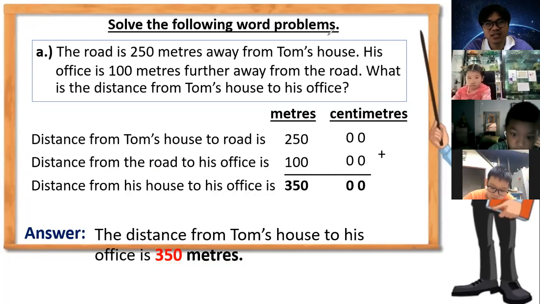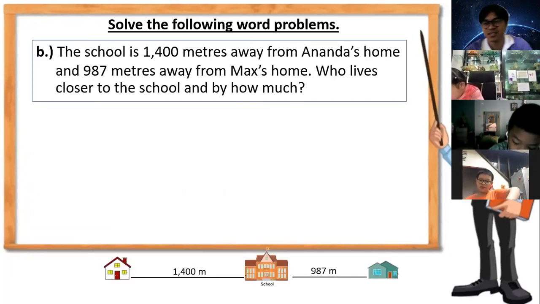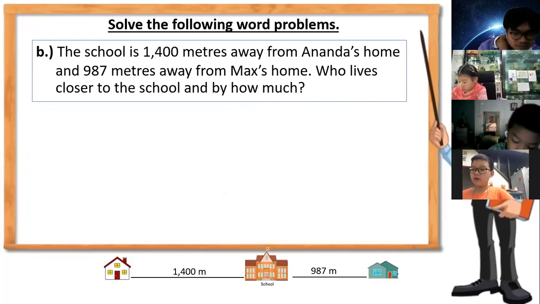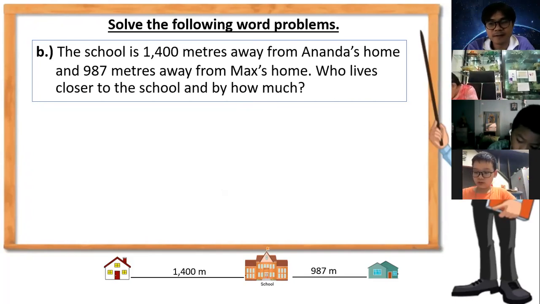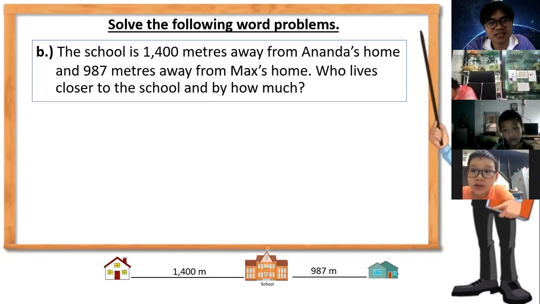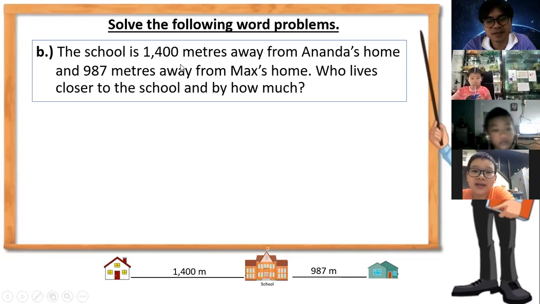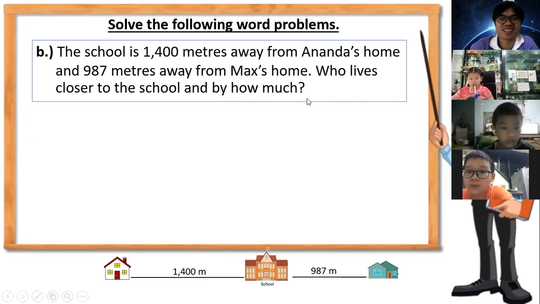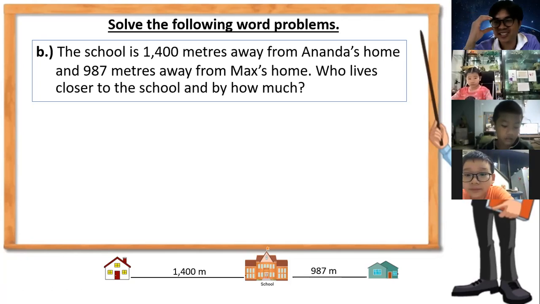Let's try to answer. Okay, look here. Guide, can you read the letter B problem? Saku is 1,400 meters away from Anand's house and 987 meters away from Max's home. Who lives closer to the school and by how much? Thank you, guys, for reading it.